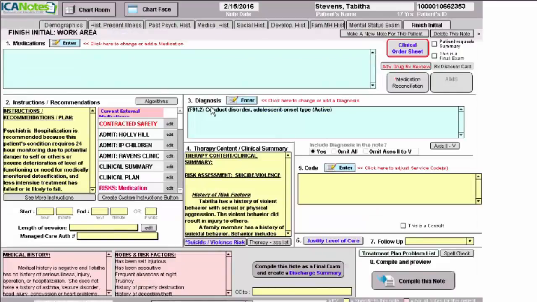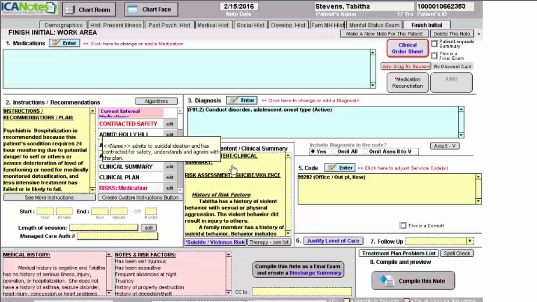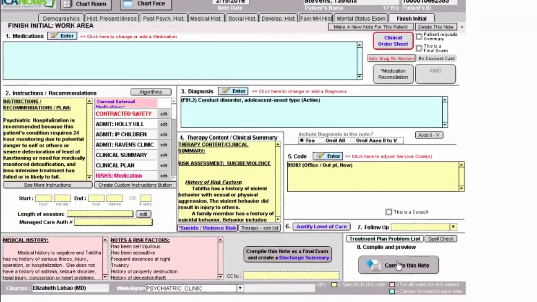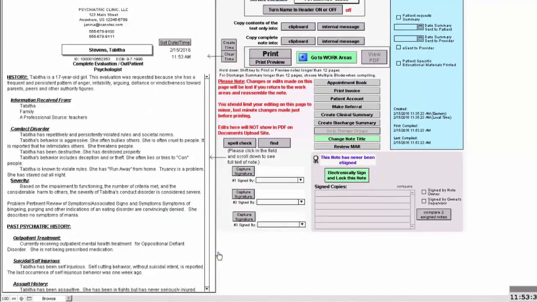We've already put in our ICD-10 diagnosis, conduct disorder, adolescent onset type. I can go ahead and code this note for evaluation and management. I get a 99202, and I'm going to go ahead and compile this note. This is a complete evaluation. Once again, I'm going to say it's in the inpatient facility, or I could say outpatient. It doesn't matter, either one. And I could say it was done by the psychiatrist or the psychologist. Click continue.